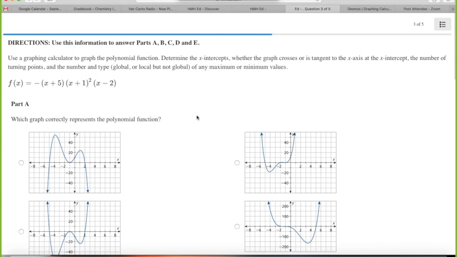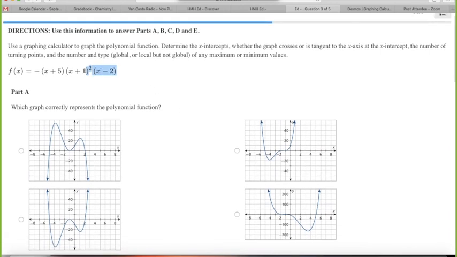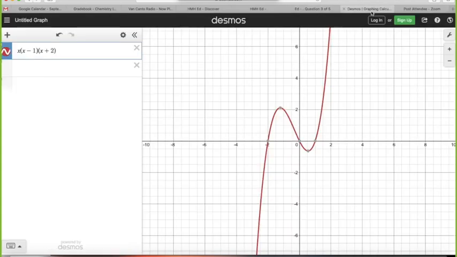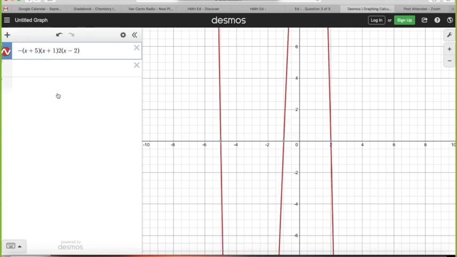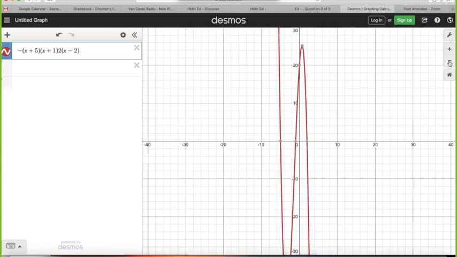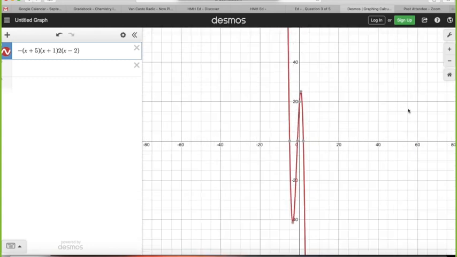So let's see, you're using a graphing calculator to graph a polynomial function, determine the x-intercepts, whether the graph crosses or is tangent, and so on. This is the same as our last problem, but I'm going to assume that this is a slightly different graph. Probably has some tangents. I'm just guessing. So again, at this point, you would stick all this into your graphing calculator, or you can use this website. Look at that. That's crazy.